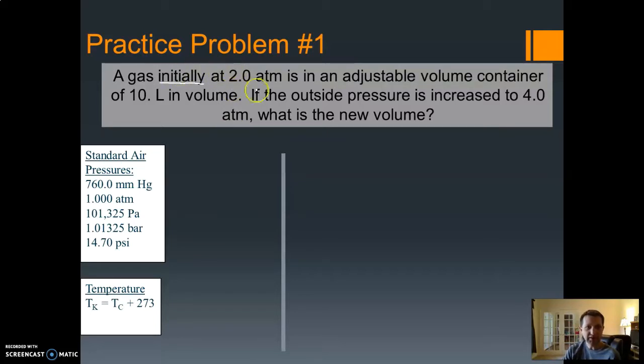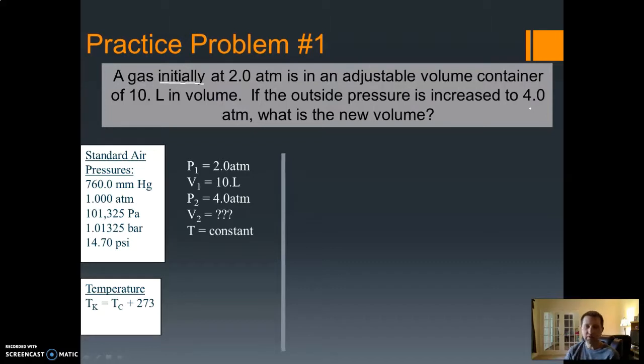So we have a gas initially at 2 atmospheres. Initial volume is 10 liters. And our new pressure is 4.0 atmospheres. Here's how we would show all that. So P1 is 2 atmospheres. Make sure you have the numbers written correctly with the label there. V1 is 10 liters. P2, our new pressure, it increased to 4, is 4 atmospheres. Our new volume is unknown. Our temperature is constant. I put that there so we remember.